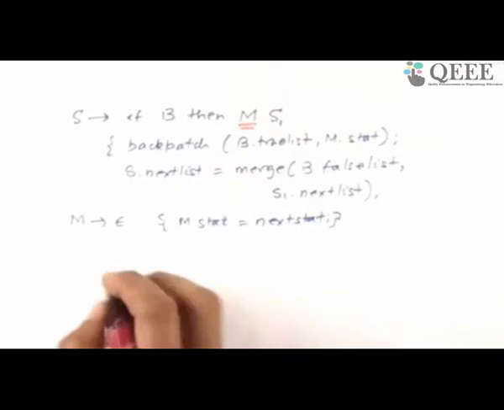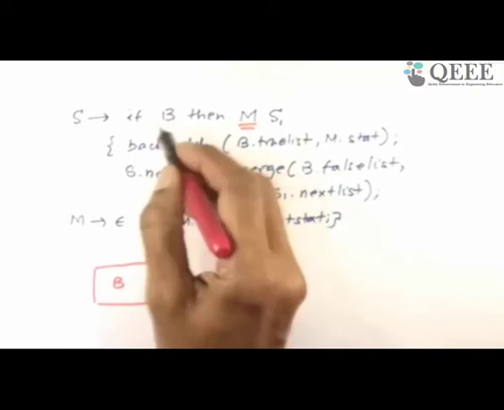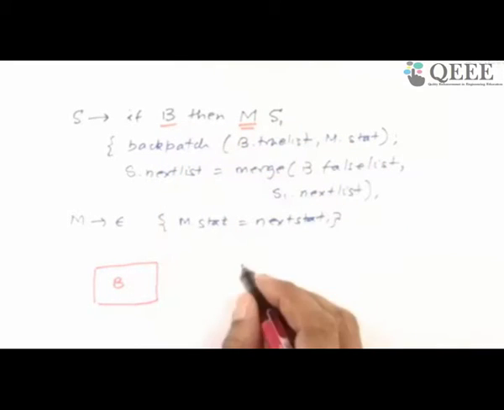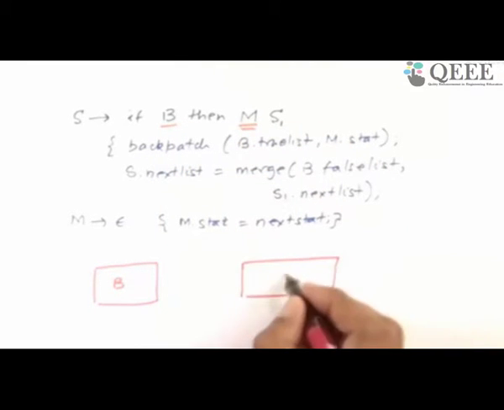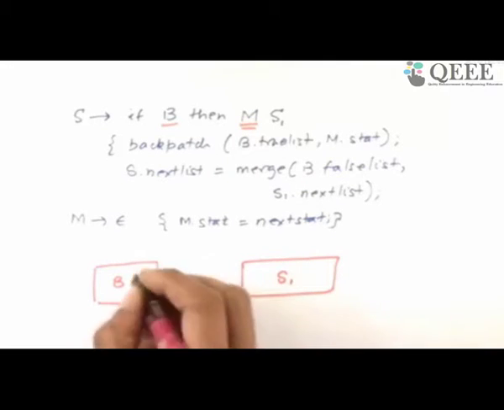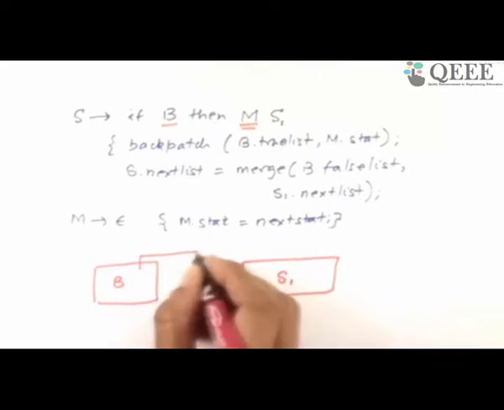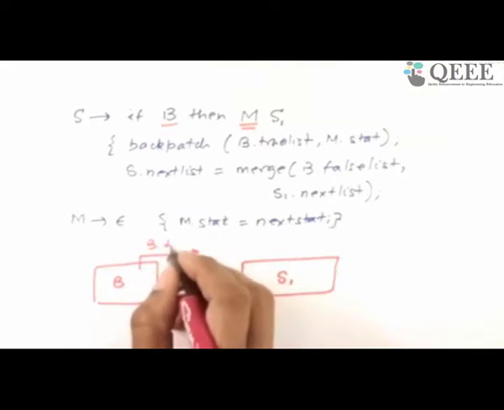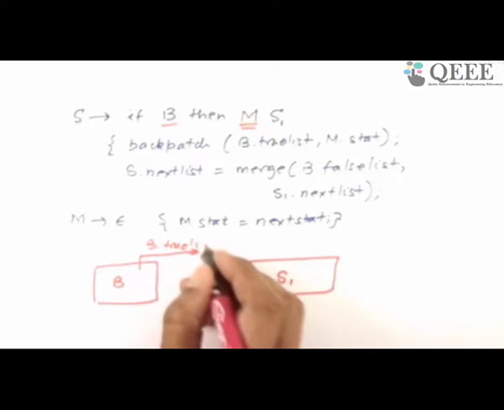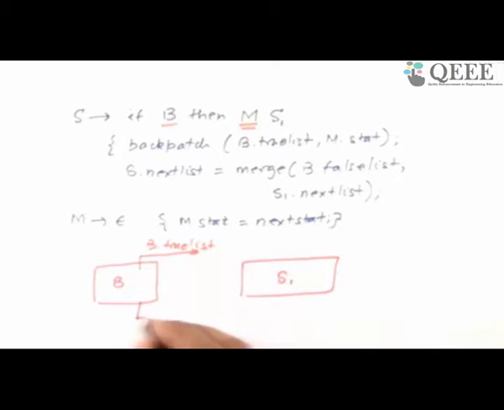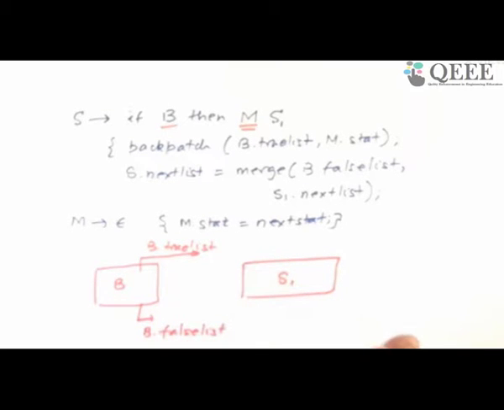So coming back, what did we say? After I have generated code for B, I will go ahead and generate code for S, for S1. So these are the codes that we have generated. Now there will be incomplete things here. This is B.trueList, which is incomplete. May or may not be. It could be empty also, but assume that this is not empty. And here is B.falseList. Other than these two lists, every other statement in B is complete. There is no issue with it.